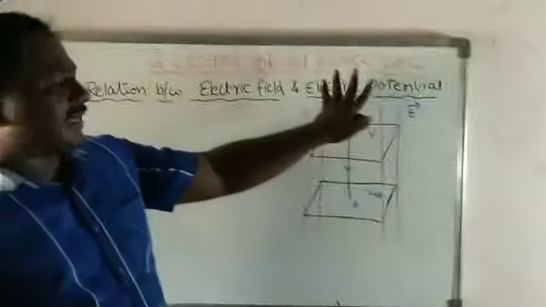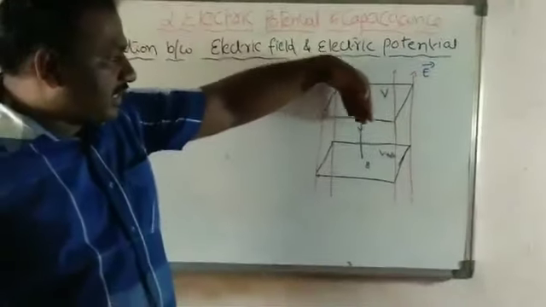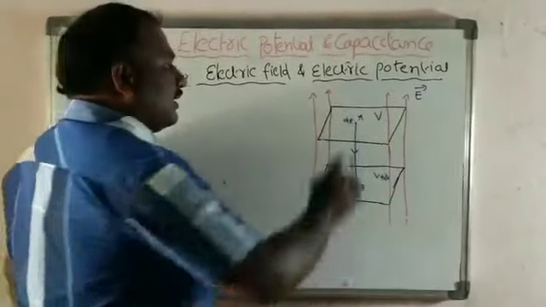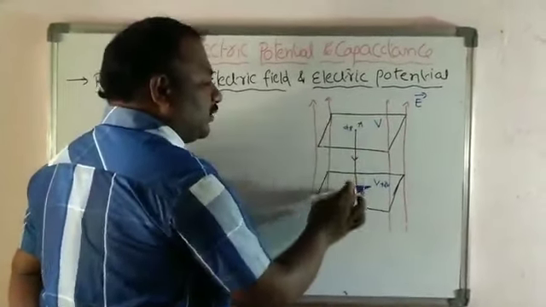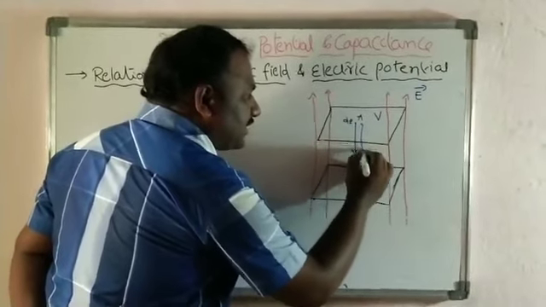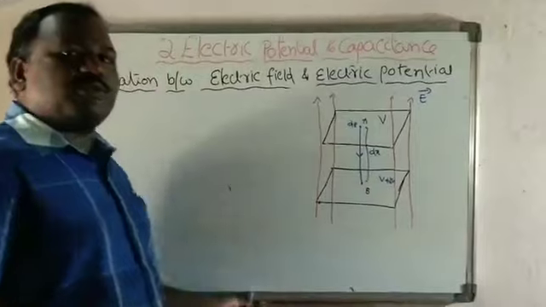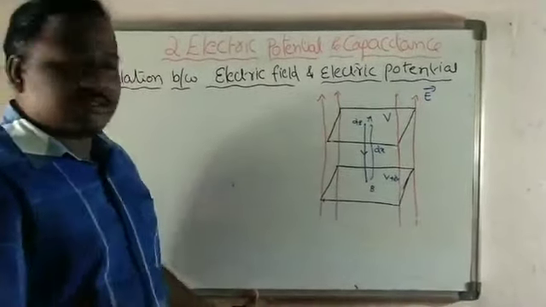The field direction is like this. We move the charges in the opposite direction, so we have to do certain work here. A small charge dq is moving from A to B, and this distance can be taken as dx.